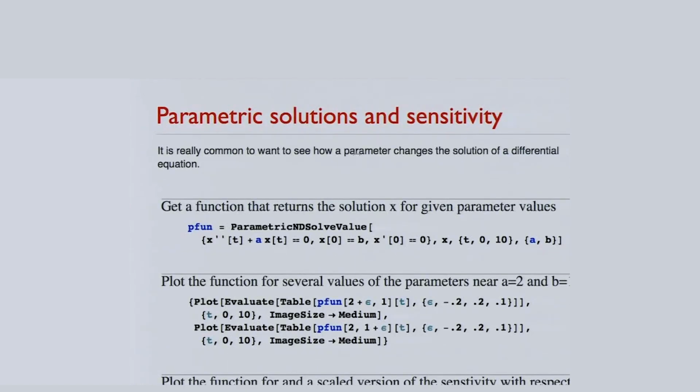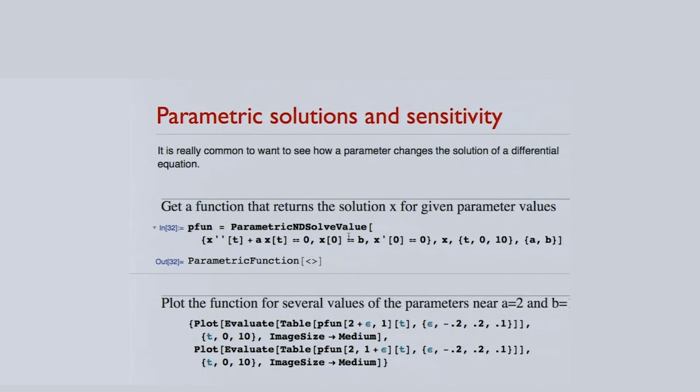So let's look at ParametricNDSolve, which is one of the new commands. ParametricNDSolveValue: the Value after the NDSolve means that instead of returning rules, it just returns the value as if the rules were replaced for the third argument. So this returns the value of x given this. This is all the same as NDSolve, except we've added one extra argument at the end, and those are what things are expected to be considered as parameters.